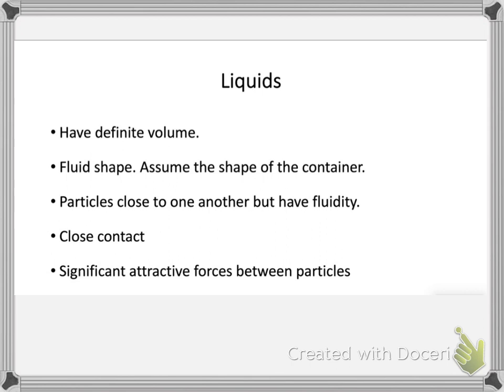So then the third one does say the particles are close to one another, but they have fluidity. Gases, if you recall from the previous chapter, are really far apart. There's a lot of space in a gas compared to how small the particles are. There's a lot of empty space. But for liquids, they're closer together, but not held rigidly. There's enough energy in a liquid that they pour, and that's what it means to be fluid. They can flow past one another.